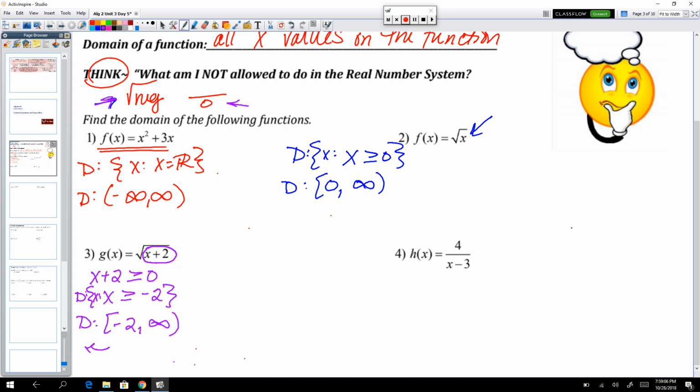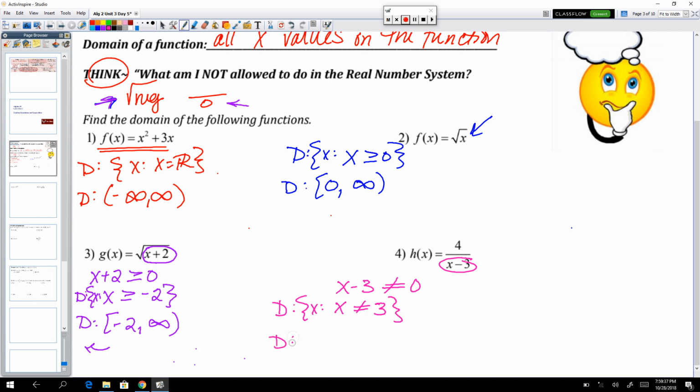And finally, on question number 4, we don't have the square root of a negative problem in this scenario, but we do possibly have division by 0. So we may not have division by 0. That expression on the bottom cannot equal 0. That's a no-no. That whole thing cannot equal 0. So x cannot equal 3. So we can say the domain is x such that x does not equal 3.